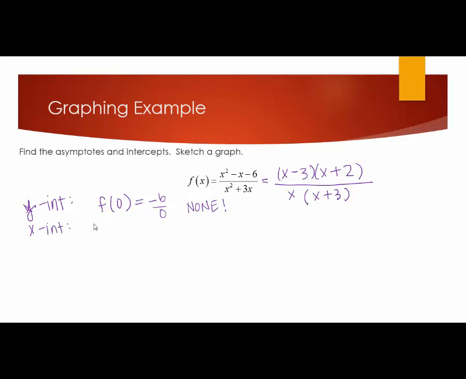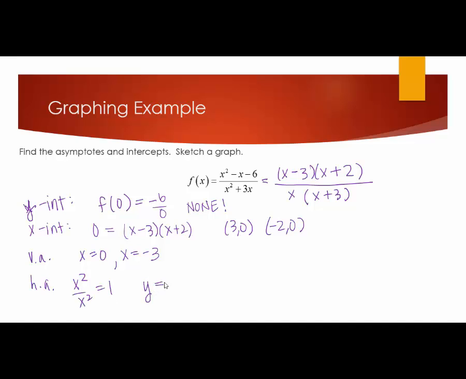Our x-intercepts are the zeros of the numerator, and that's going to give me 3, 0 and -2, 0. My vertical asymptotes are the zeros of the denominator, so it looks like x equals 0 and x equals -3, looking at the denominator factors. My horizontal asymptote comes from the quotient of the leading terms, that's x squared over x squared, or 1, giving me a horizontal asymptote of y equals 1.